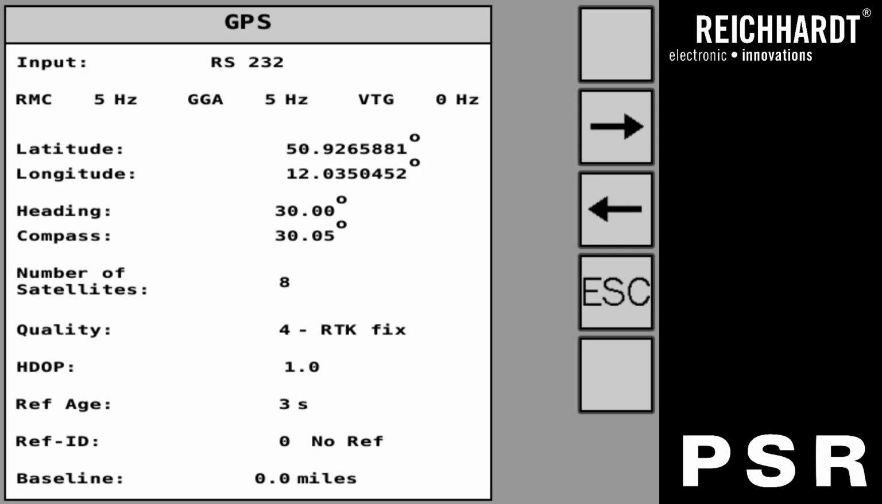HDOP stands for horizontal dilution of precision, and that is related to overall quality. This is used for troubleshooting if you have some poor satellite spread, not super common in newer receivers with additional constellations. Reference age is the amount of time since the last bit of correction information we've received. Right now it's 3 seconds. That's pretty poor, but right now it's just a simulation at my desk. Reference ID and baseline would be related to your reference source, the specific source, as well as how far you are from your reference source if it's an RTK base, for example.